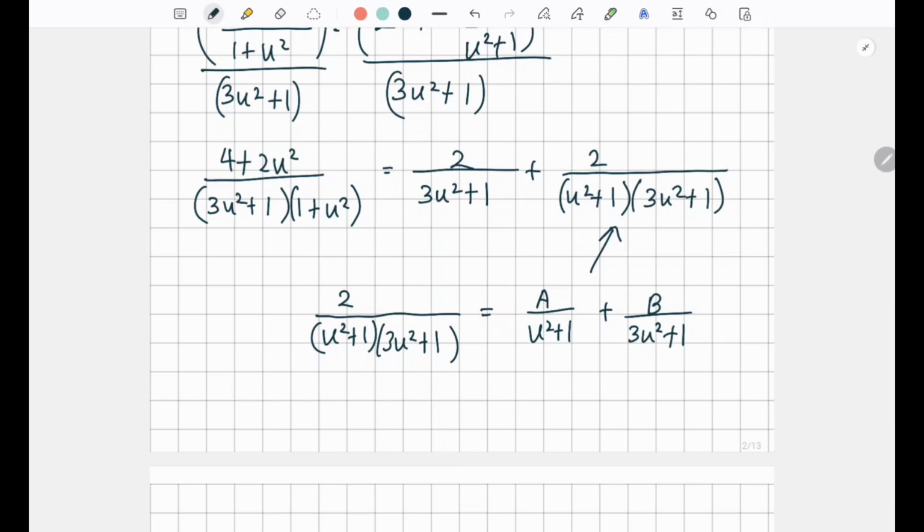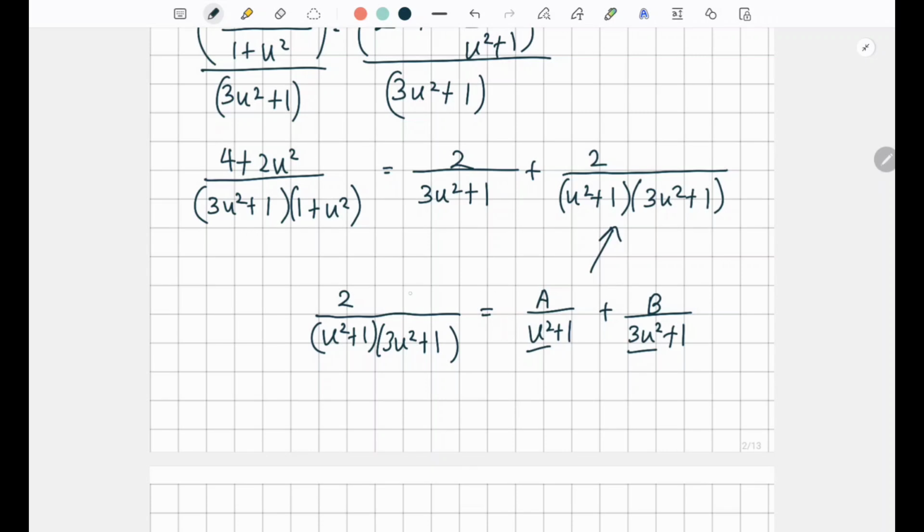Now the usual partial fraction method would be you multiply every term by the common denominator, and then you solve two simultaneous equations to find a and b. But you don't have to actually do that, because you can see the numerator we have doesn't have u squared terms. It only has a numerical value, right?